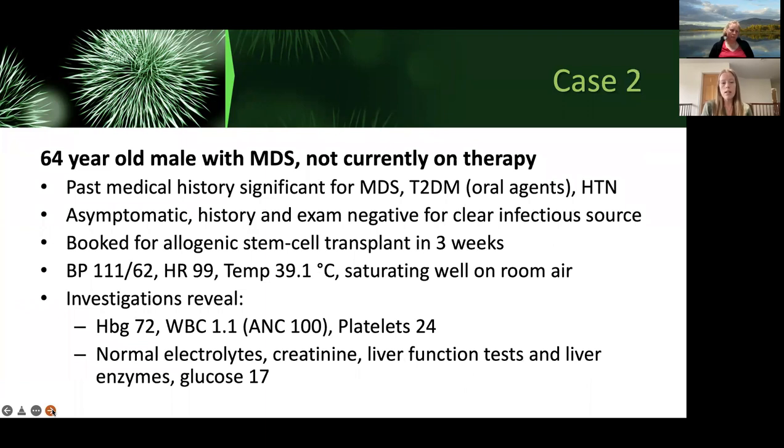And then the second case that I'd like to talk about is just an interesting one that I recently saw on the ward, interesting in how it evolved and what it looked like. But this was a 64-year-old gentleman with a history of myelodysplastic syndrome, not currently on therapy. His past medical history was significant for his myelodysplastic syndrome, type 2 diabetes, which was relatively well controlled on oral agents, and some mild hypertension. And he again presented after finding a fever at home. He was asymptomatic. His history and exam were again negative for a clear infectious source.